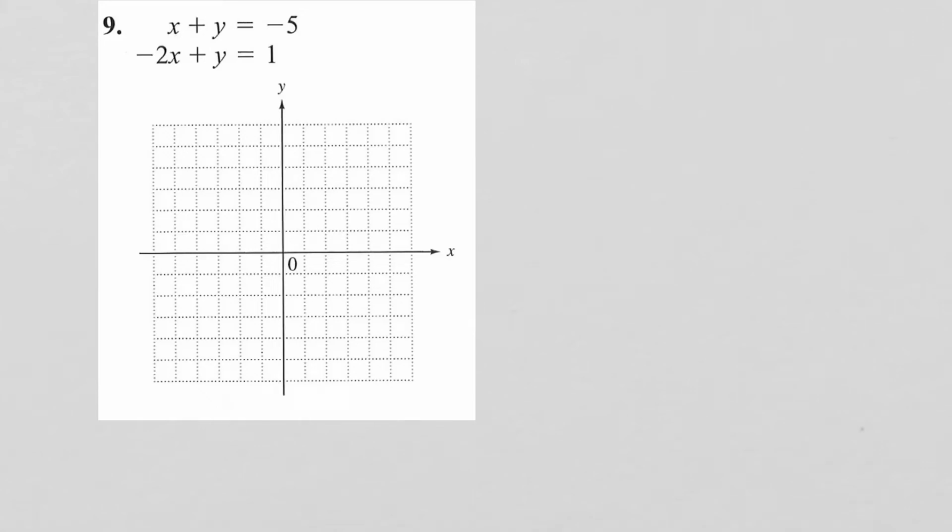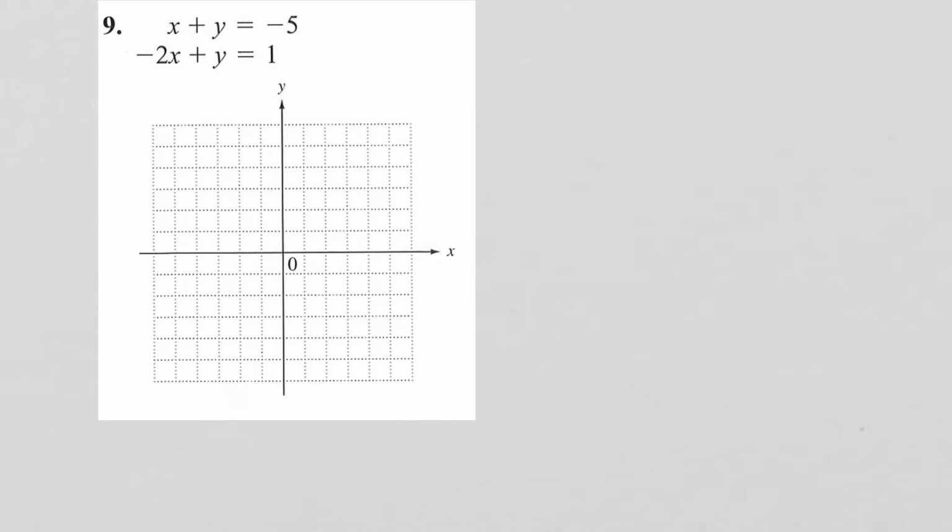Okay, we're going to solve this system of linear equations by graphing. Now, just so you understand what we're doing, each one of these equations has an infinite number of solutions because this is a line and every point on the line is going to be a solution. So let's find this first.